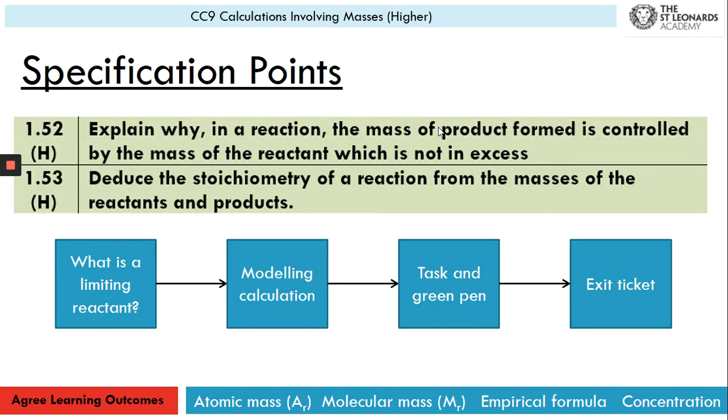Alright, so we're looking at, as I said, two higher points that come up in the specification and is triple only. So we're looking at what is a limiting reactant and how that controls how much is produced in a reaction, and this thing called stoichiometry, okay, which is the ratio.